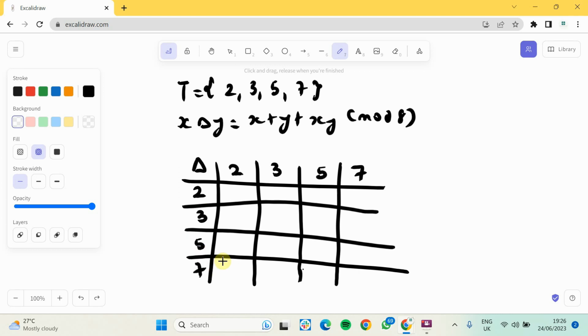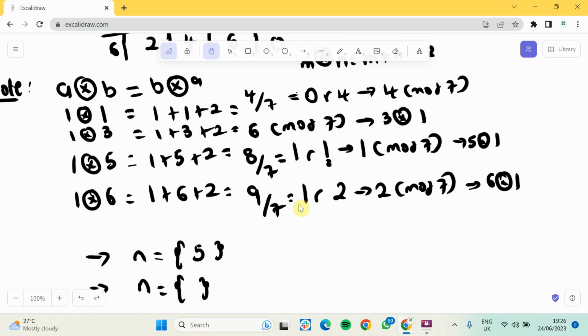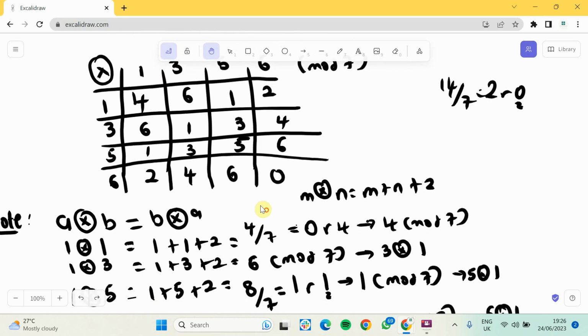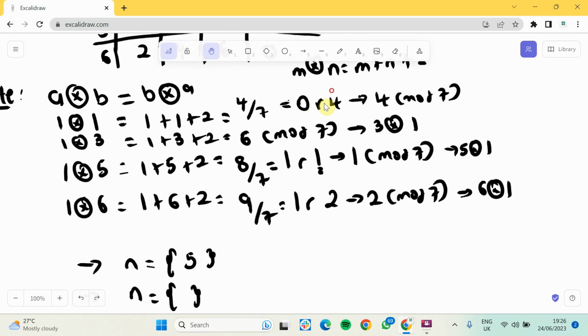There was something I did not mention. By the time I reach the point where I have to do 3 by 1, I don't need to redo it again. I said A operator B is equal to B operator A. So when you reach 3 by 1, I don't need to come here and see what my value for 1 operator 3 is. It will be the same value as 3 operator 1. So just take note of that.